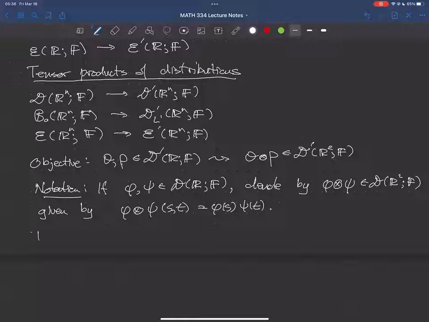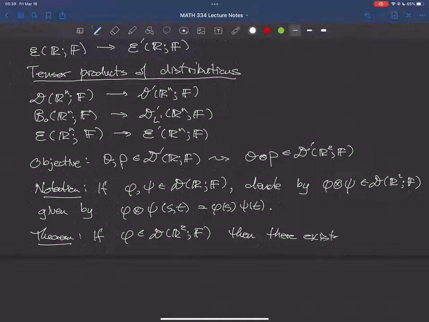Then, theorem. If we take a test signal phi in D of R2, then there exists a sequence of test signals phi j, and these are still test signals in two variables, but they are of a specific form.